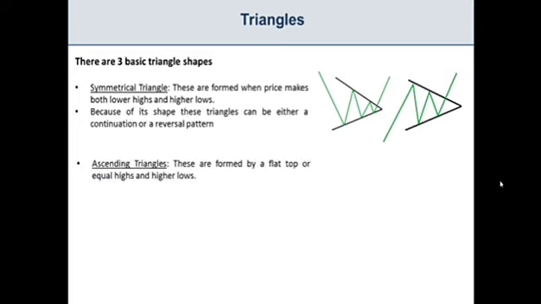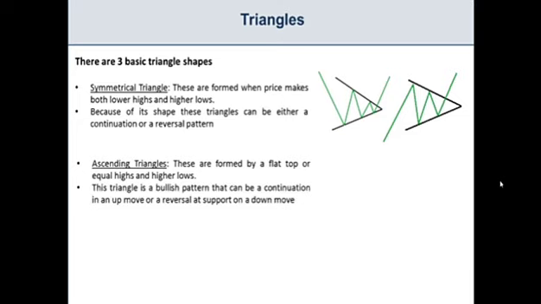The second basic triangle shape is the ascending triangle, and these are formed by a flat top or equal highs and higher lows. This triangle is a bullish pattern that can be a continuation in an up move or a reversal at support on a down move. Here's how they look. As you can see here, we are in a down move and we are making higher lows and a flat top. This is a very strong reversal pattern at the end of a down move at a support zone.